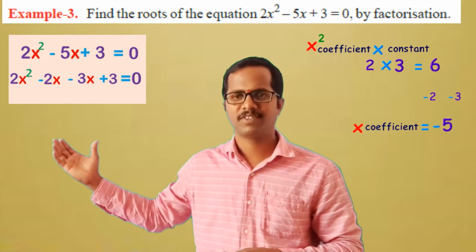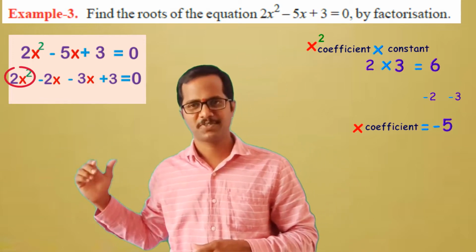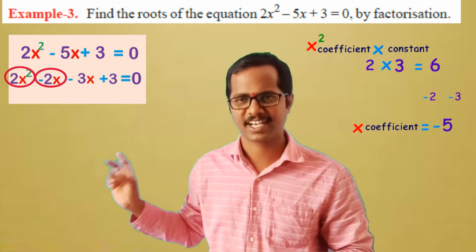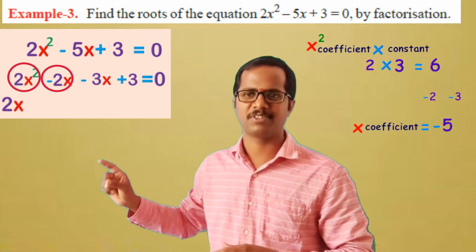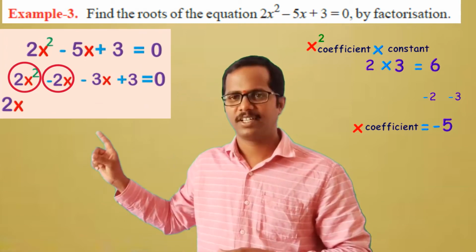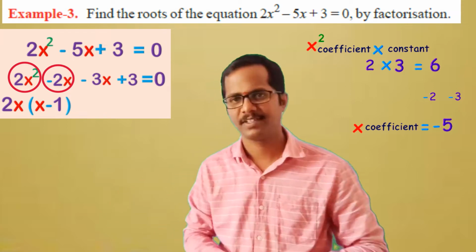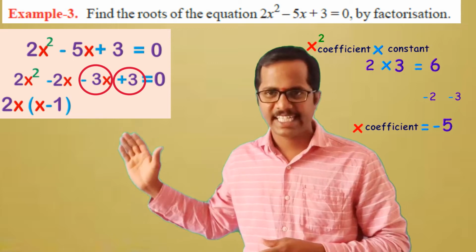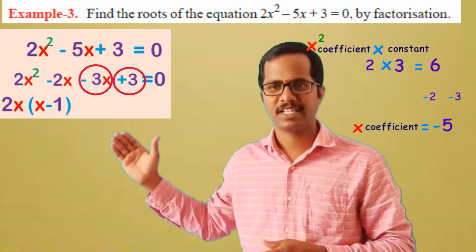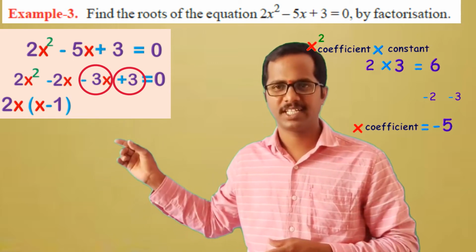Now if you observe in the first two terms, that are 2x square and minus 2x, we have 2x as common. So let us take out 2x as common. By taking 2x as common out, we get in bracket x minus 1. So now coming to the next two terms, let's take out minus 3 as common.